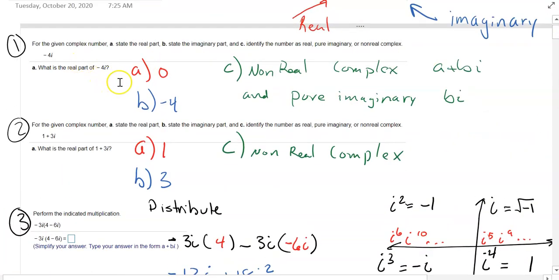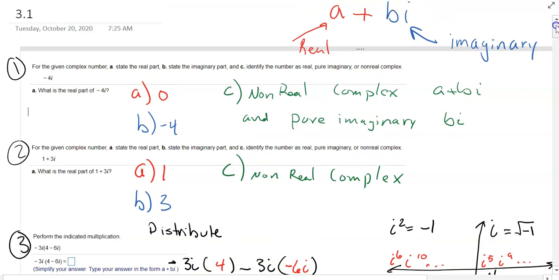So this first one, we're identifying which part is real. As you can see here, we don't have anything there, so 0 is that. And then when we're identifying what is imaginary, we're going with what is our b stated up here. So the number in front here is -4. Then we have to say, is this a non-real complex? Is this pure imaginary? Or is it a real number? So in this case, it is non-real complex because we have it in this a plus bi format. And it is also pure imaginary because we just have bi.